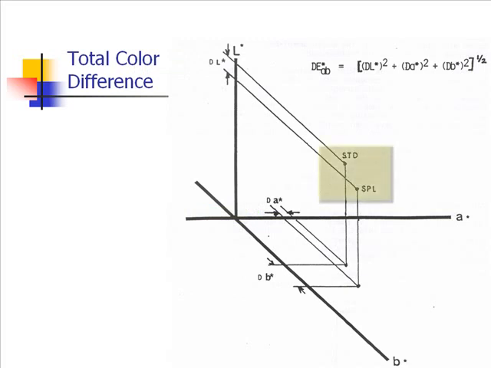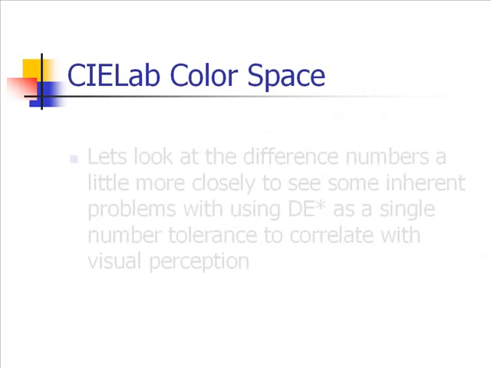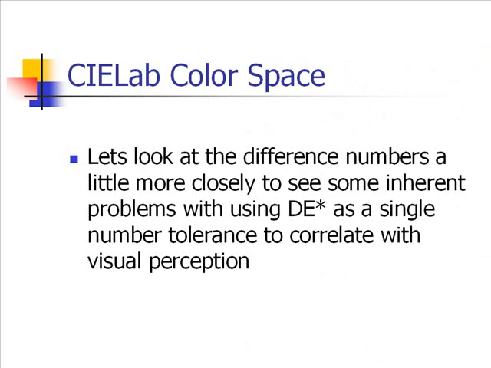And that's the distance if we were to draw a straight line from one sample to the other and measure that. If this was calibrated in inches, we could measure it with a ruler in inches. That distance would be the same number that comes out of that calculation. So let's look at the difference numbers a little more closely to see some inherent problems with using delta E as a single number tolerance to correlate with visual perception.